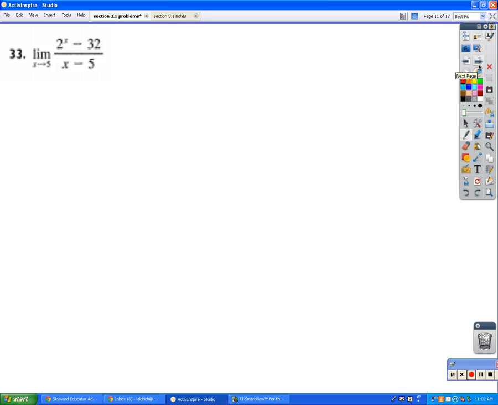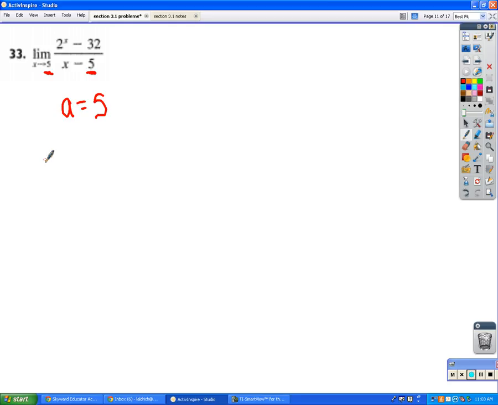All right, 33 is a fun one. Wait, you didn't even put the whole question on. Right, 33 says, each limit represents the derivative of some function f at some number a. State f and a in each case. So Gabe says a obviously equals 5 because it's x minus 5 right there.